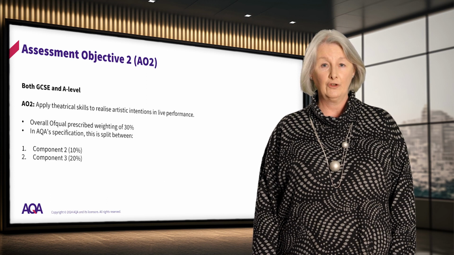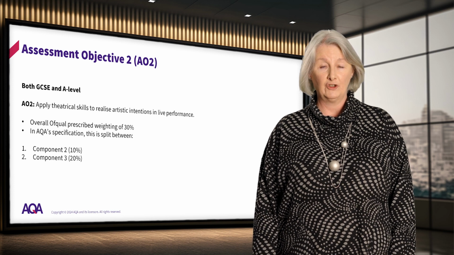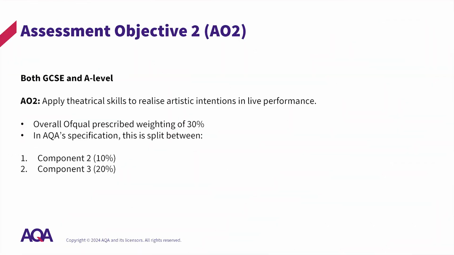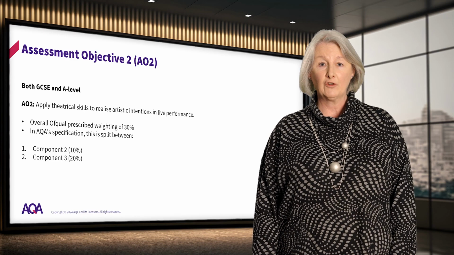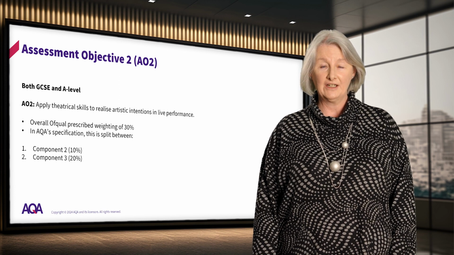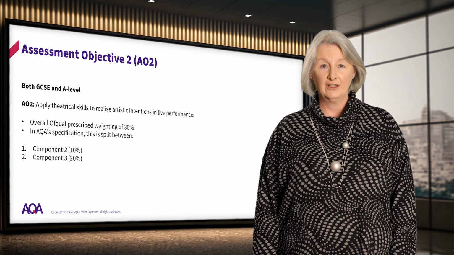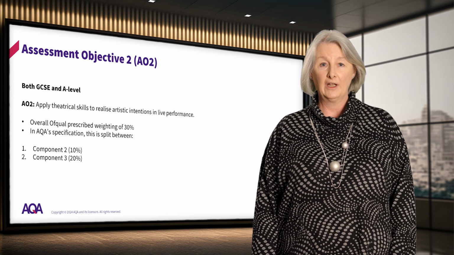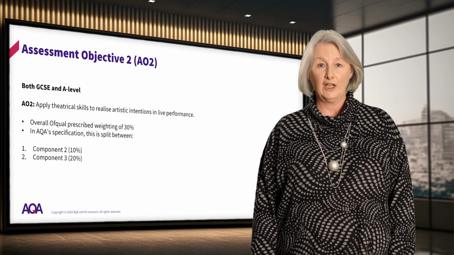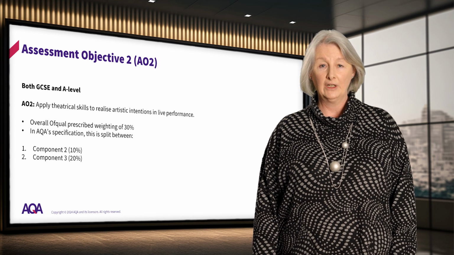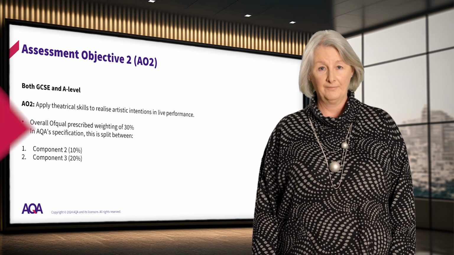Assessment Objectives 2, 3 and 4 are the same at both GCSE and A-level. The first of the identical assessment objectives is AO2, which states students must be assessed upon their ability to apply theatrical skills to realise artistic intentions in live performance. The Ofqual prescribed weighting for AO2 is 30%, and in AQA's specification, this is split between components 2 and 3, with 10% of the overall weighting being assessed in component 2 and 20% in component 3.